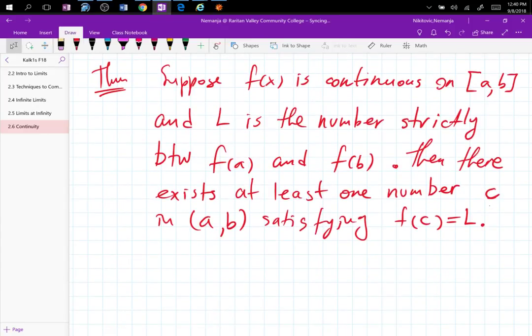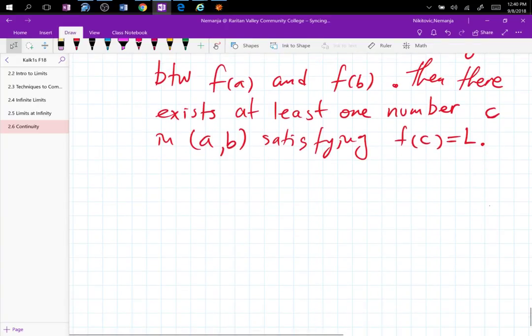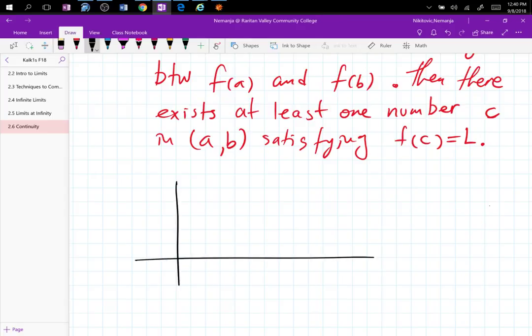I don't know if these words mean anything to you. Read it 5,000 times and eventually it will sink in. Let's draw a graph and understand the statement. So, what I have is a continuous function from a to b.